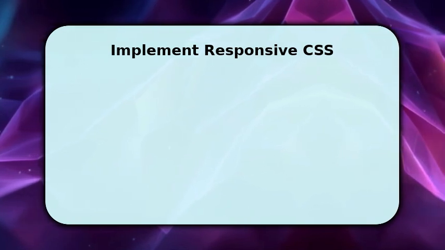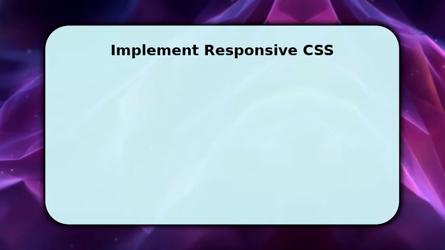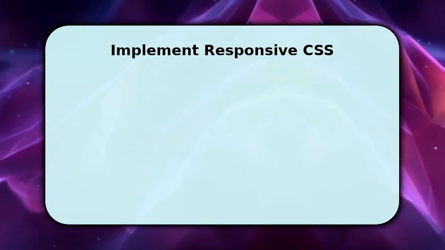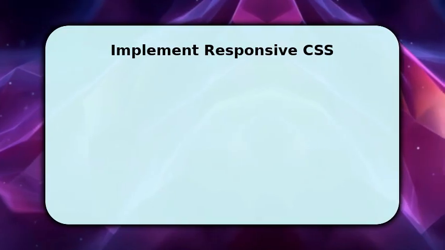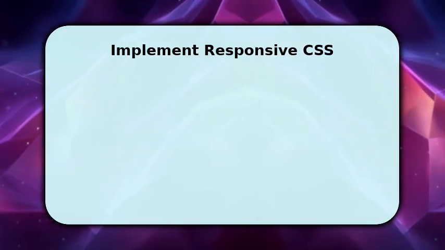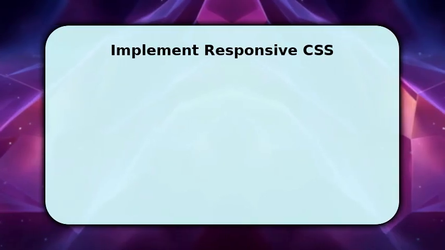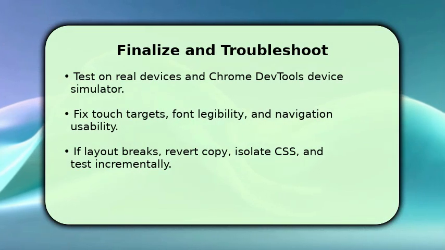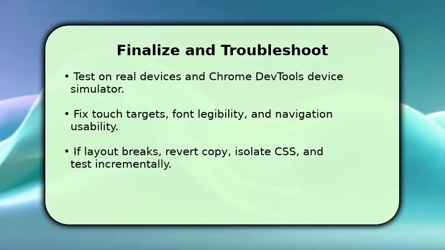Finish by rigorously testing across real phones, tablets, and the Chrome DevTools device simulator to catch issues that emulators miss. Make adjustments for touch targets, spacing, and readable font sizes. Simplify navigation into a mobile menu if needed.